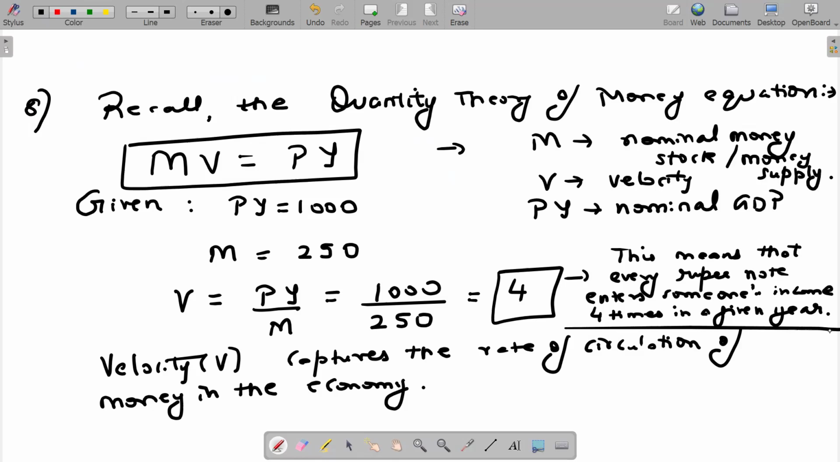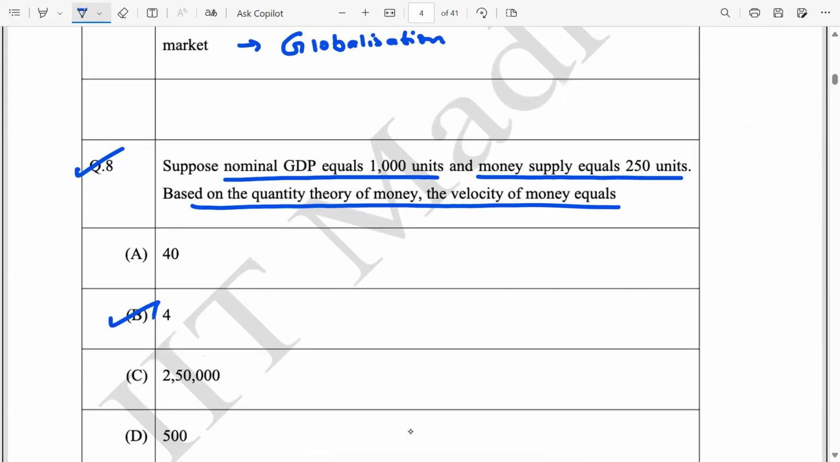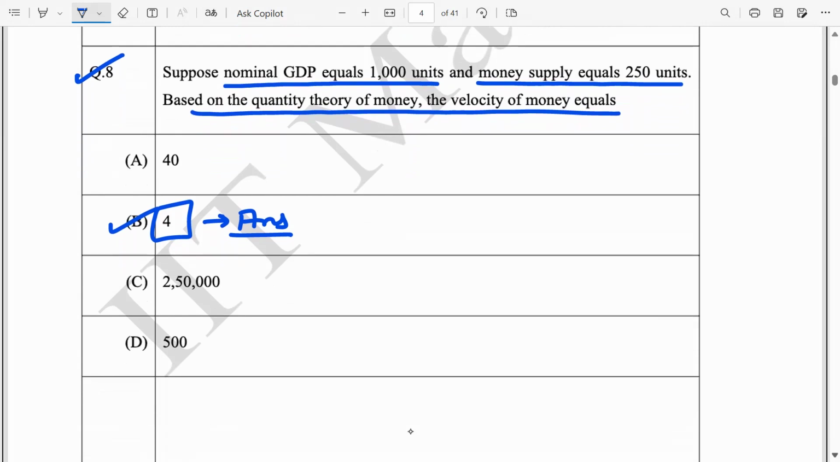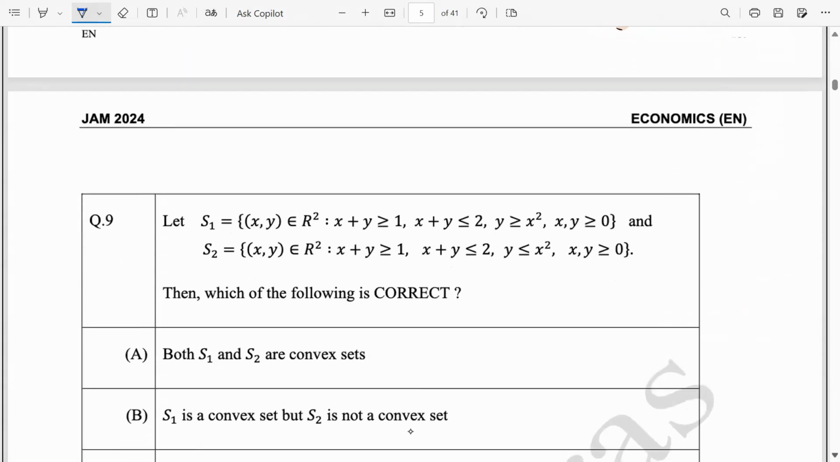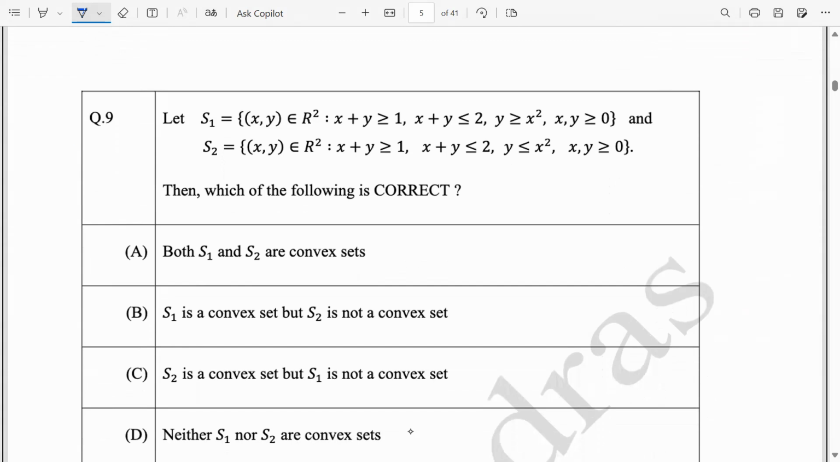Okay, so if I come back to the question paper, I can mark the correct answer is 4. Velocity is 4. Okay, and the last question I intend to discuss for today is question number 9.